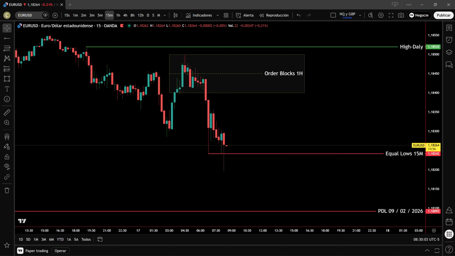For an institutional trader, equal lows are not just support, they are a massive reserve of liquidity. Below these levels lie thousands of retail sell-stop orders. The fact that EURUSD is respecting this level for now suggests the market is building a base to entice more buyers before deciding whether to conduct a final sweep of all that accumulated liquidity. Keep your eyes on the high daily at 1.1852 and this new equal lows support, as a break of either point will define the bias for the remainder of the morning.